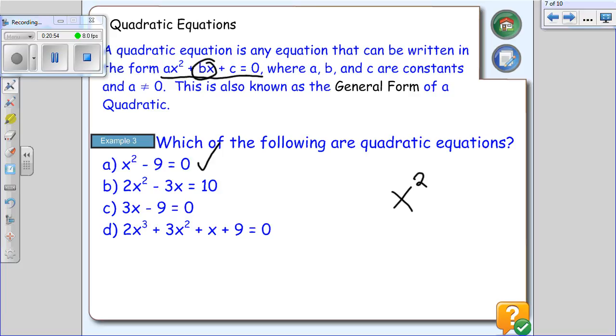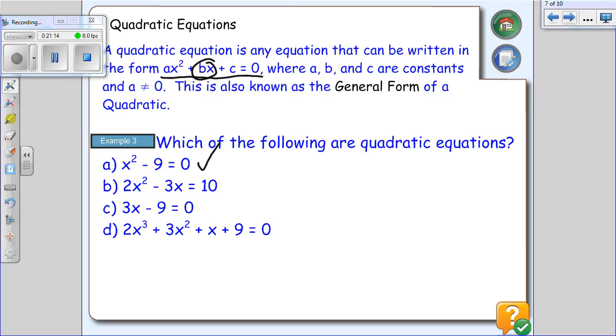You could have like 100x squared. Just the x squared has to be there. You just can't have 0 times x squared. In all honesty, that's the way I look at it: is there an x squared, and is it the biggest exponent on an x? If those two things are right, then yes, it's quadratic.